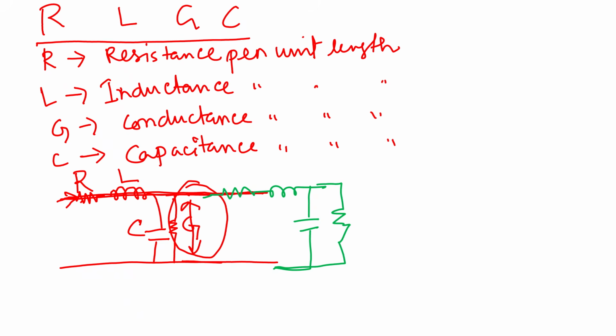Okay, so this form of setup is usually called the distributed arrangement of RLGC in a transmission line. In a transmission line, these RLGC parameters are not arranged in the form of discrete or lumped elements, rather they are arranged in the form of a distributed pattern, as we have shown in this particular figure.